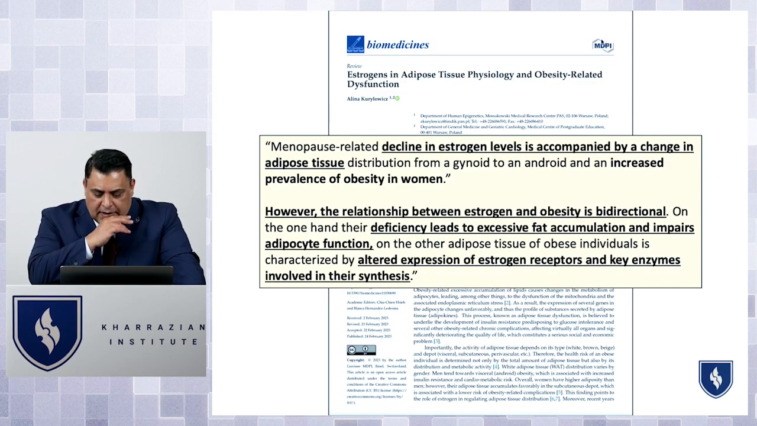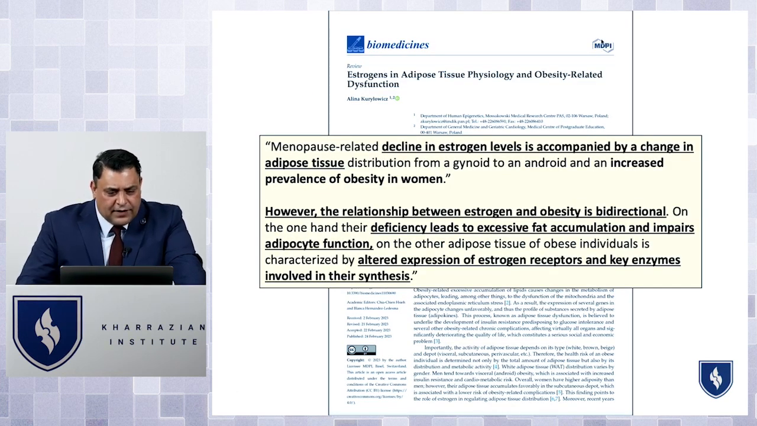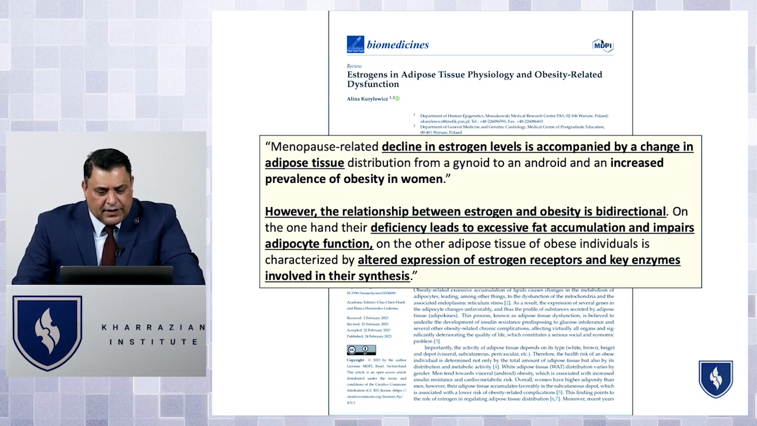Okay, now here's the diagram: estrogens and adipose tissue in obesity-related dysfunction, and this is in women. Now let's talk about what's happening in women. In women, it's the drop in estrogens that really leads to body fat tissue development, and they start to have metabolic issues for the first time in their life, maybe for some women in perimenopause. Some women have been dealing with PCOS their whole life, and that's a different issue.